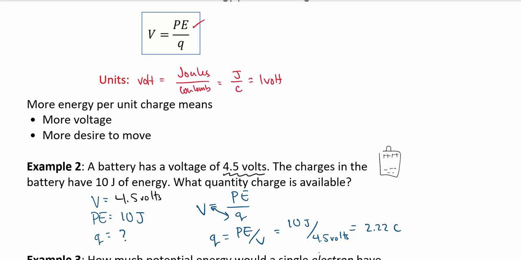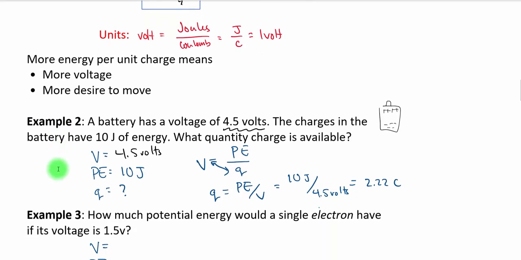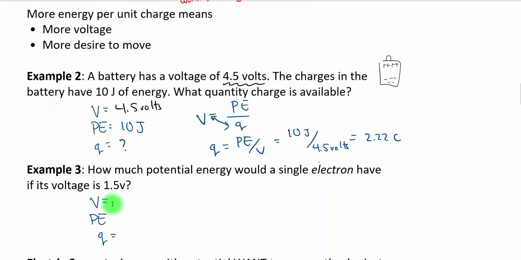Now, that's pretty straightforward, not using any of the funky mathematics. What if we were to switch it up though and bring up that whole electron thing? So how much potential energy would a single electron have if its voltage was 1.5 volts? Granted, in this problem we got 2.22 coulombs of charge. That's billions of electrons. So if one single electron were in a battery and it had 1.5 volts of energy per unit charge, how many joules of potential energy would it have? That's what we want to figure out. What's the PE? So let's set that up.